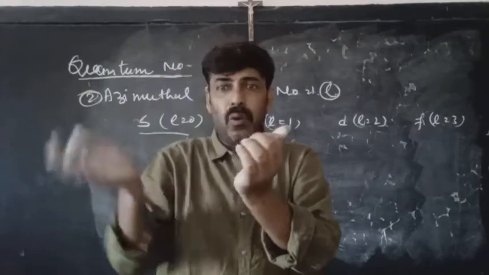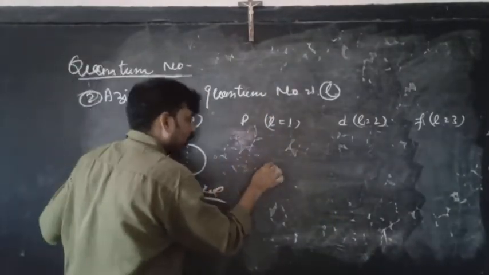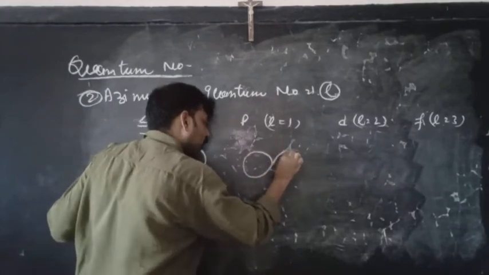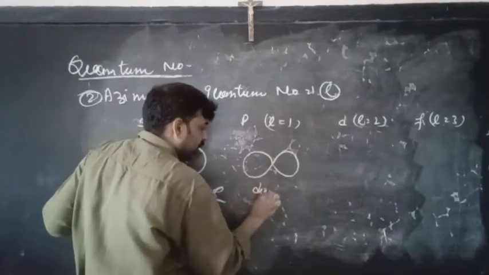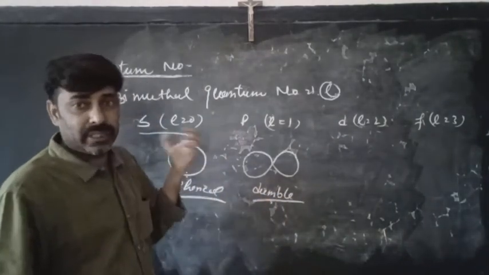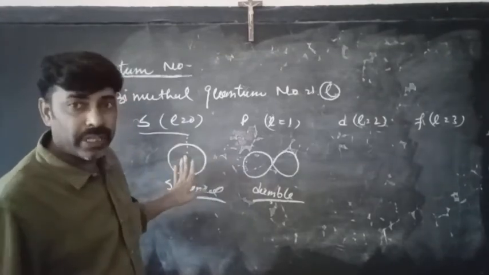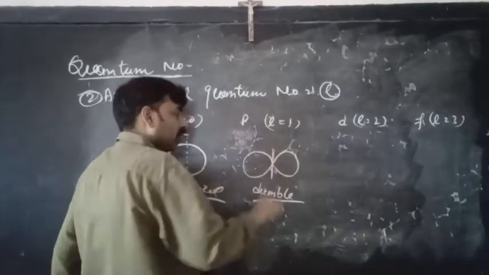क्या होगा? एक लोब इधर निकल आएगा, दूसरा लोब दूसरी तरफ पे, तो शेप क्या हो जाएगा? The shape will be somewhat like this one. The shape is called the dumbbell shape. This one was spherical, that the S subshell was spherical, having no node, and this one is dumbbell, and this is the nodal surface.